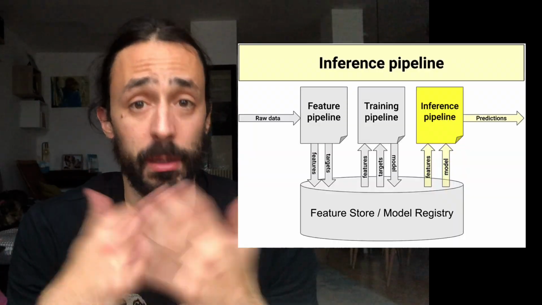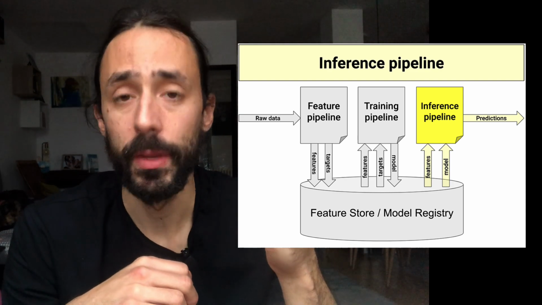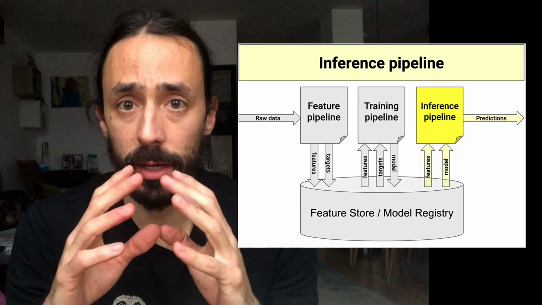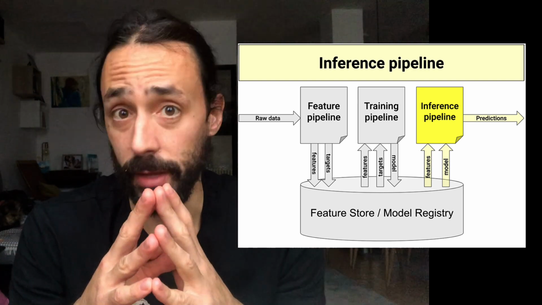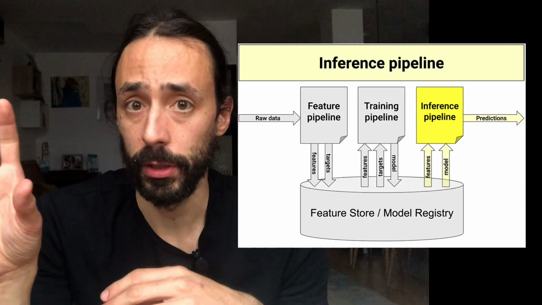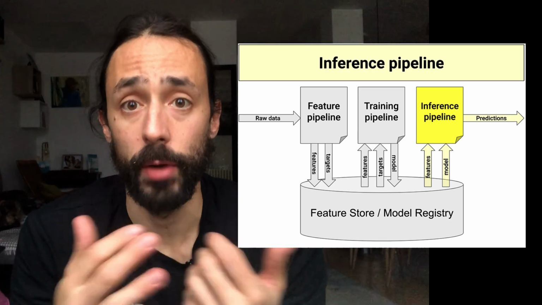And the third pipeline is the inference pipeline. This is a program that takes two things. One is a recent batch of data, and second is the model that you push to the model registry. And with these two things, it generates model predictions. And these predictions can be saved to offline storage from where they can be read, or they can be served in real time through a REST API.